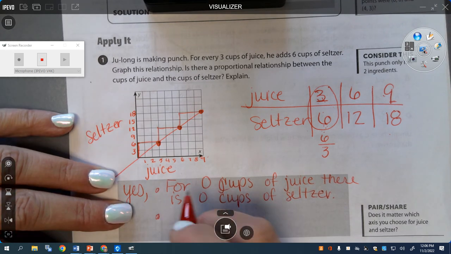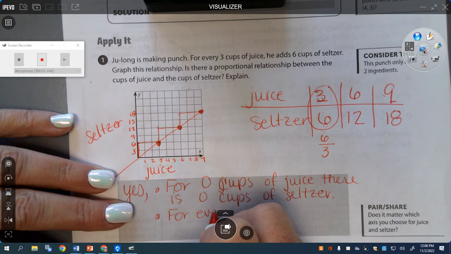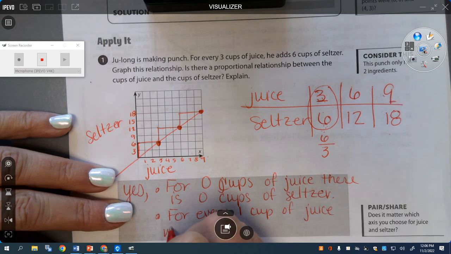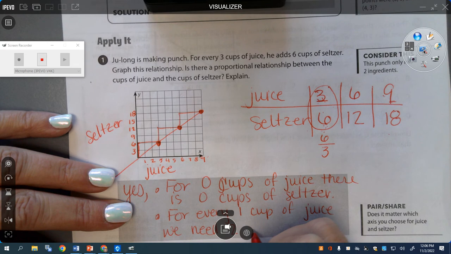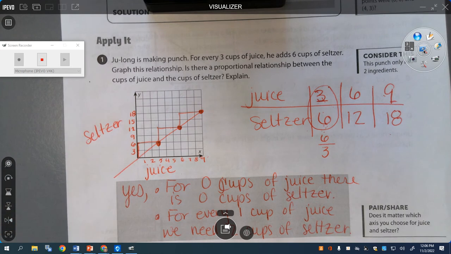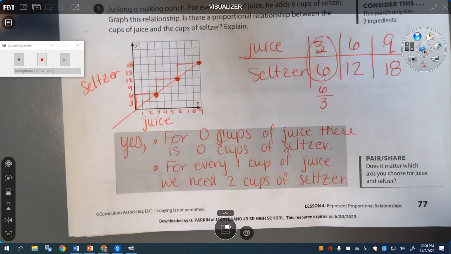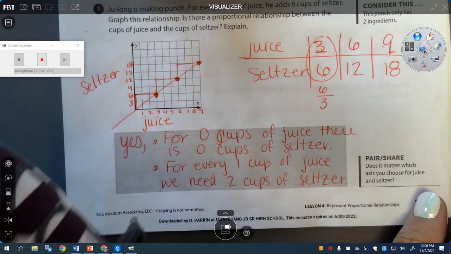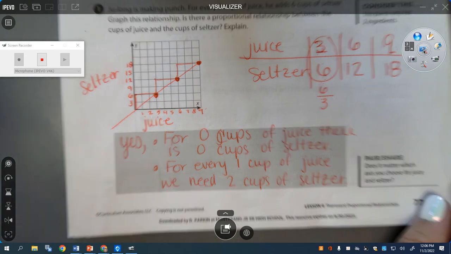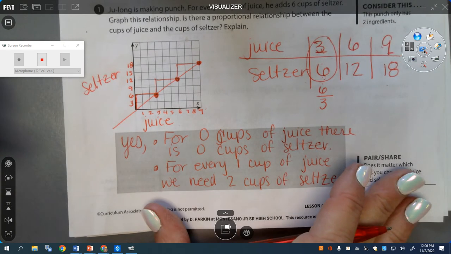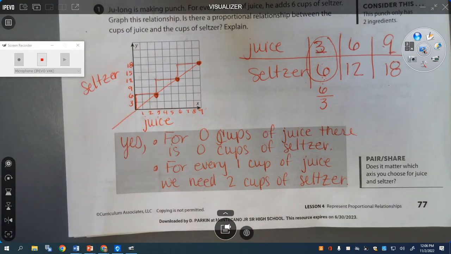So yes, here it is. For every 1 cup of juice, we need 2 cups of seltzer. So tomorrow, when you have this problem and you say, yeah, it's proportional because it goes through 0, 0 and it's a straight line, you're going to get this. Yep, because that doesn't describe the problem. All right? So, comments, questions, or concerns? Yes. Okay, sorry, moving on.